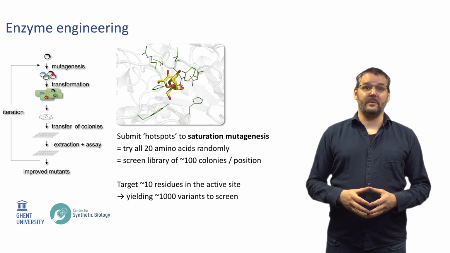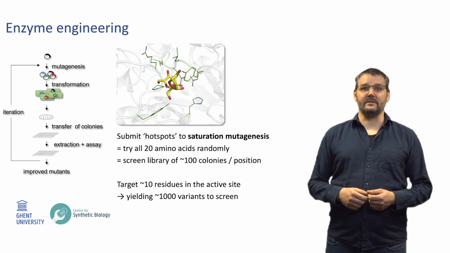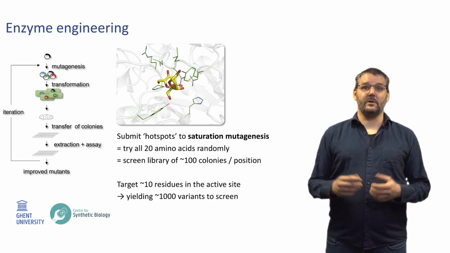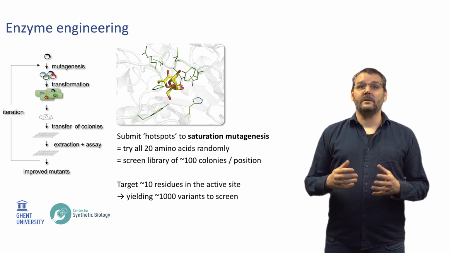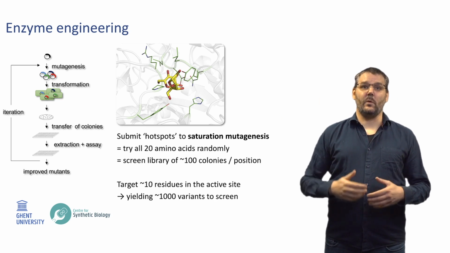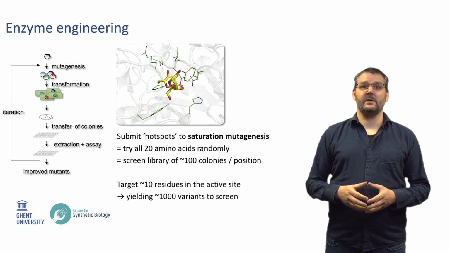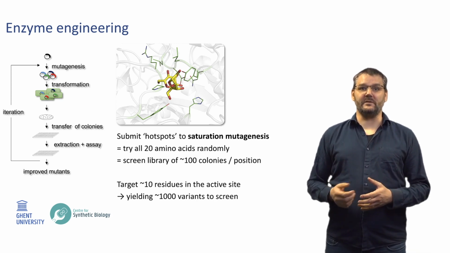In a typical enzyme engineering study, we tend to saturate so-called hotspots in the enzyme's active site. In this case, these hotspots were residues that are in contact with the substrate, as shown in the central figure. Saturation mutagenesis means that we will change the residue of the hotspot by all 20 amino acids, creating a library of roughly 100 variants that needs to be screened.